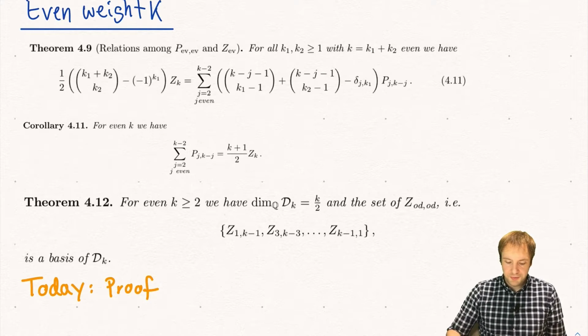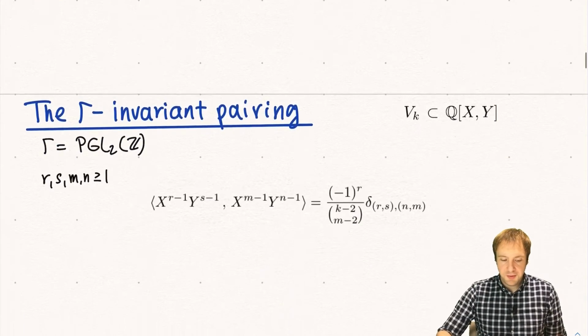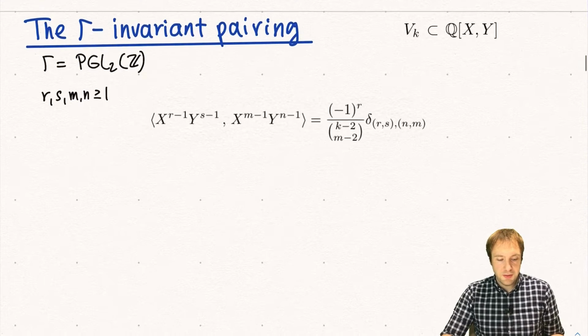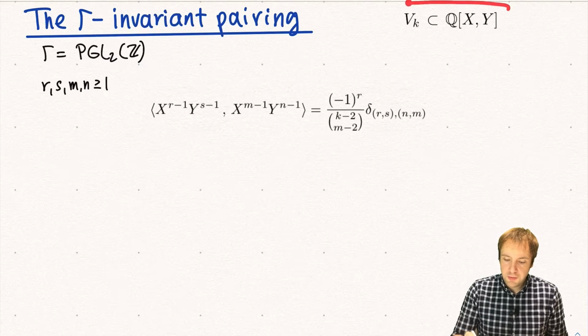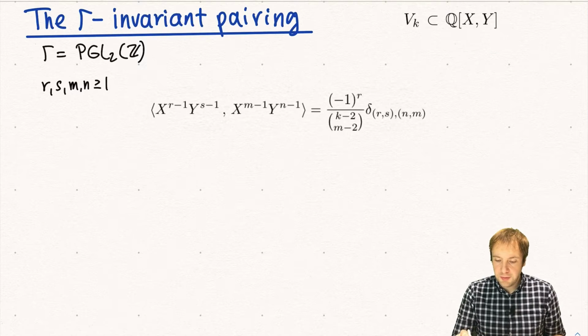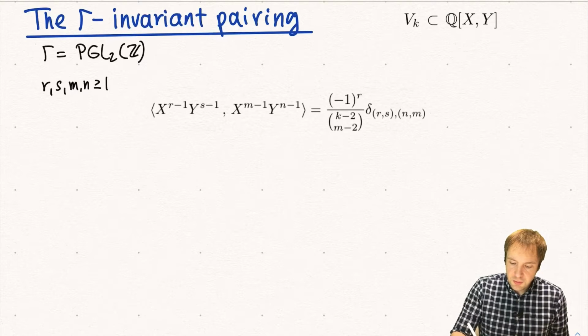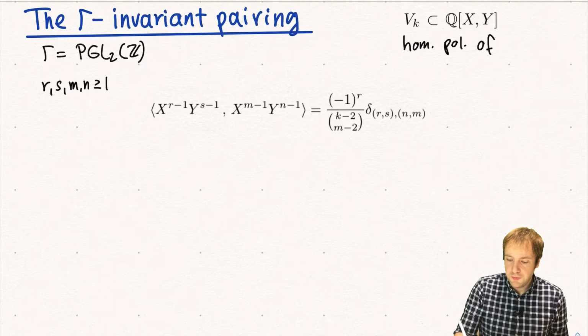Okay, so this technique we want to introduce is the so-called gamma invariant pairing. So recall the space Vk is a subspace of polynomials with rational coefficients. So these are the homogeneous polynomials of degree k minus 2.